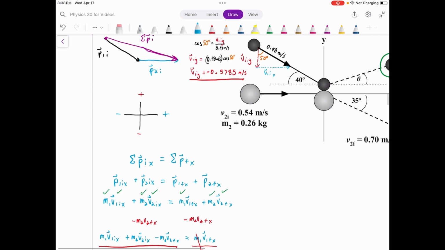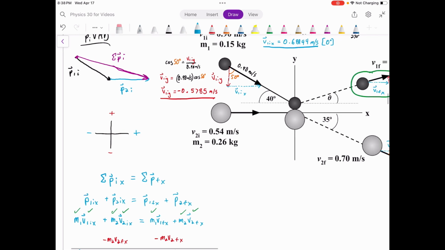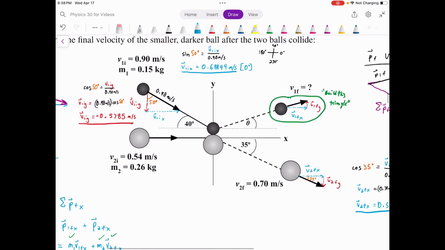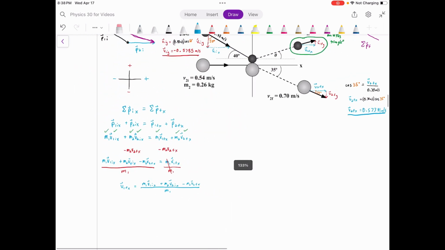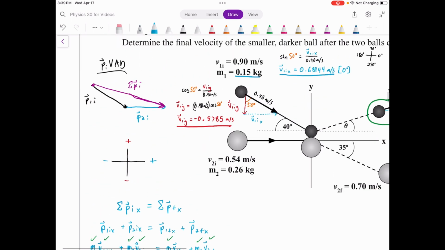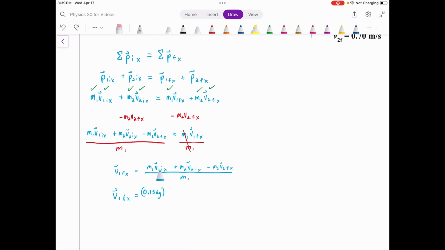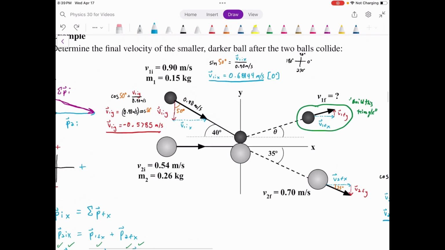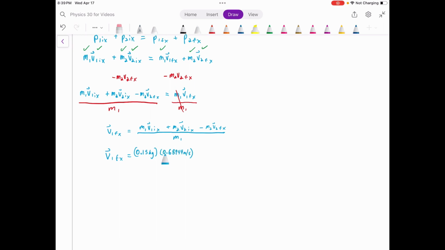Being very careful about opposite directions getting opposite signs. In the x-axis, it's a little bit easier because everything was just to the right, which we called positive. So all those velocities are positive. Let's plug in the numbers we have. Mass 1 is 0.15 kilograms, and then we found mass 1's initial velocity in the x-axis, that's why we found these components, was 0.68944 meters per second. So we're going to multiply that by mass 1, and then we'll continue on.